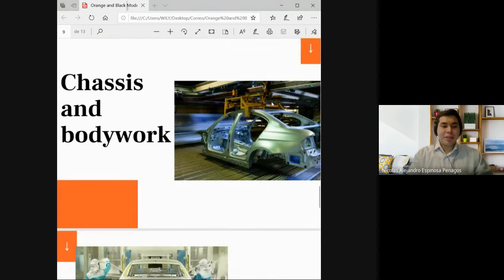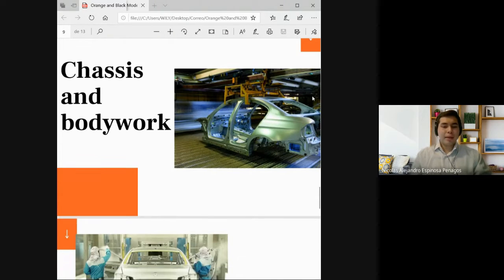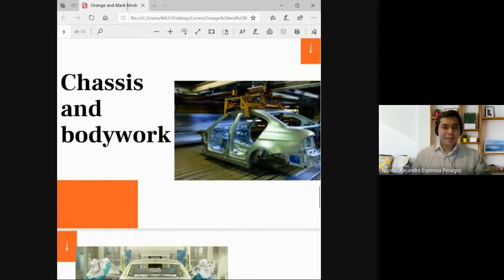Chassis and bodywork is the next step. In this step, pedestal machines are used to carry all the structure, with special arms and some adapters, including welding machines with copper electrodes to strengthen all the structure.